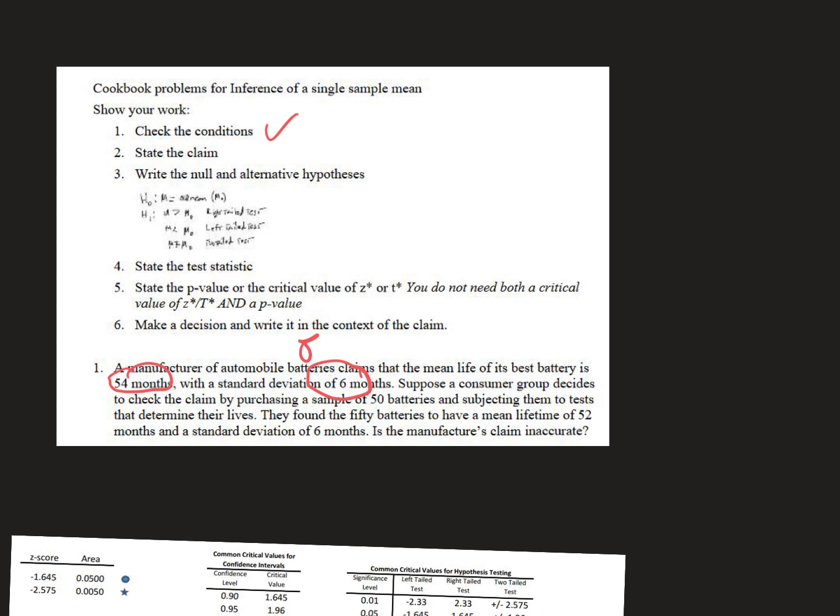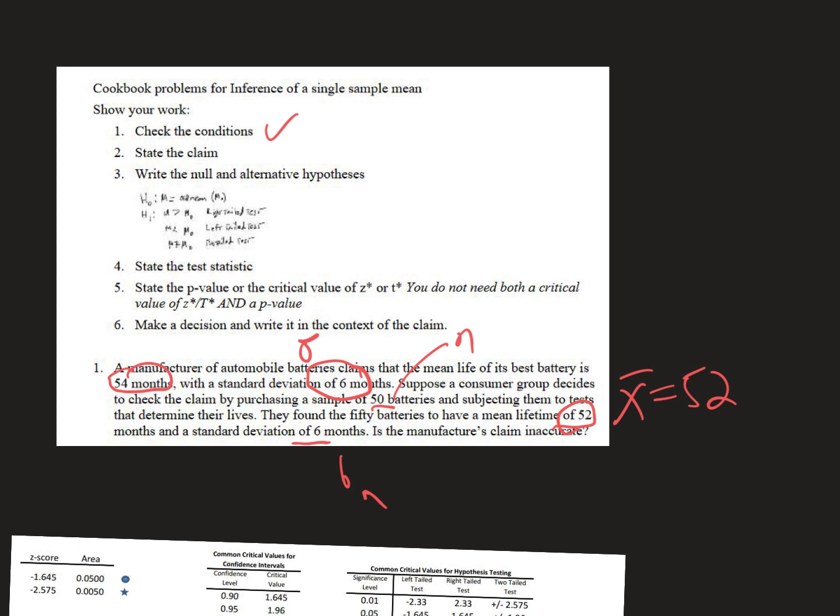That's what they claim. They went out and did a sample of 50 batteries, so that's n. And to determine the life, they found that the 50 batteries have a mean life of 52, so x bar equals 52. That's the sample mean. And it also gave us the sample standard deviation of 6 months. Notice that's the same as the population standard deviation. That's just a freak occurrence. Honestly, we don't need to worry about the sample standard deviation, since we know the population standard deviation.